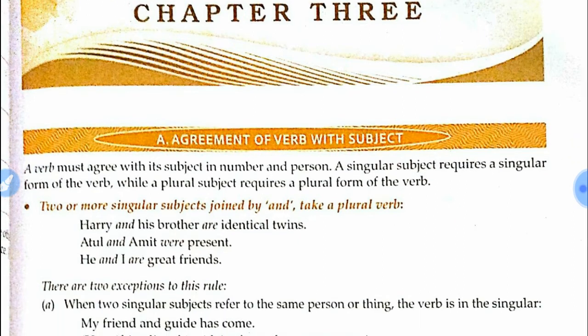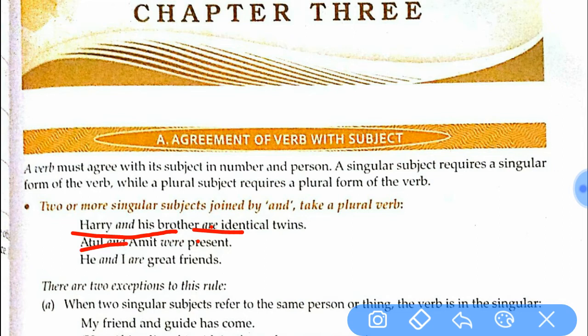Let's see, before we begin agreement of subject with verb, what is a subject and verb? You're familiar with what is a subject. The first part of the sentence, that is the noun or the pronoun. So here in the first we have the subject Hari and his brother, and the verb is are. And the next one we have Atul and Amit, and the verb is were.